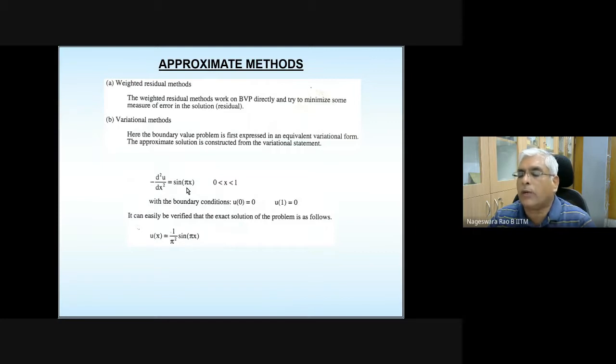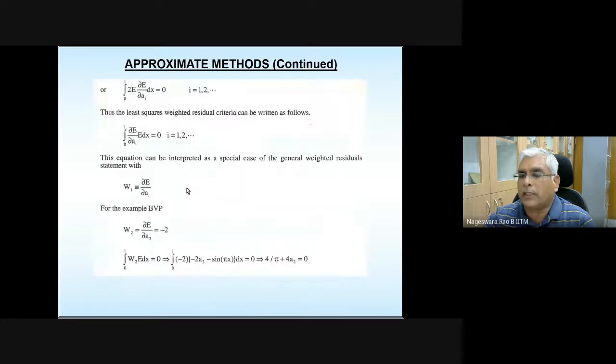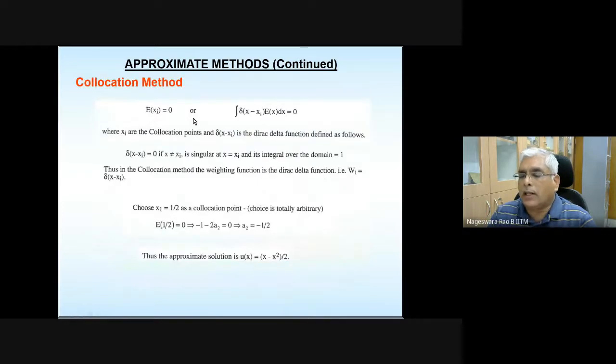In today's class we are looking at the collocation method. In the least square weighted residual method, the weight function is the partial derivative of the error function with respect to the unknown parameters. In the collocation method, the weight function is the direct delta function, or you can forget about this if it is too complicated for you. In the collocation method, you need to select a few points and force the error at those points to be equal to 0. First of all, how many points am I going to select?